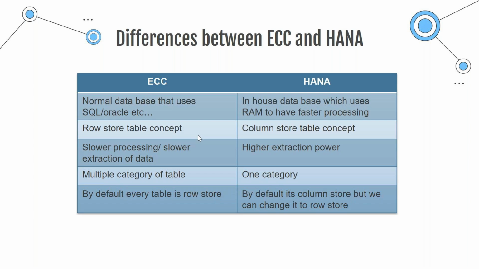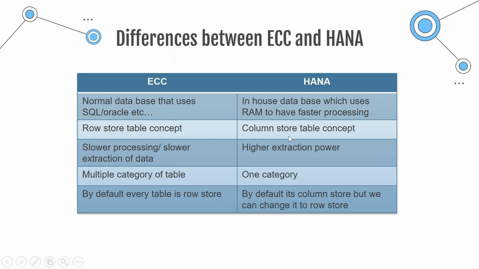Then in ECC system, there is a row store table concept, but HANA system has a column store table concept. What is row store? What is column store? See, when you try to pull any data from the table, in row store table, it has to find the data from the database. How the data search will happen is in a horizontal manner. In row store table concept, the data search will happen row wise, horizontally, left to right like this.